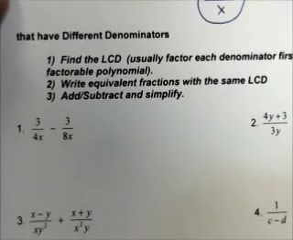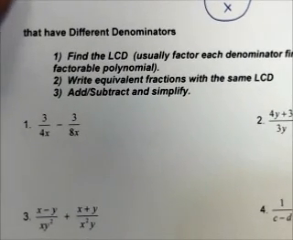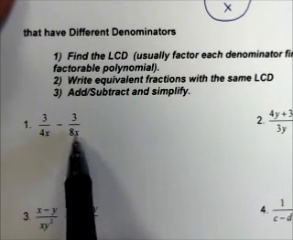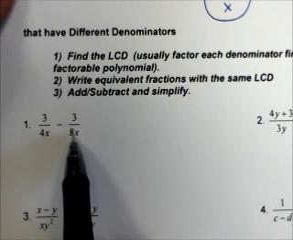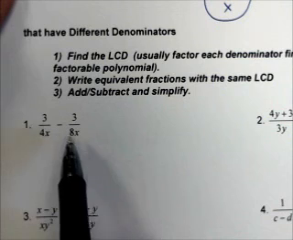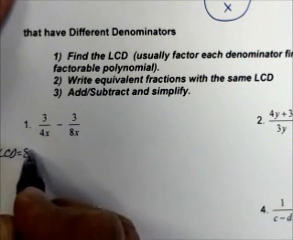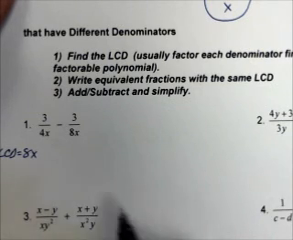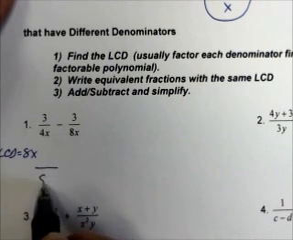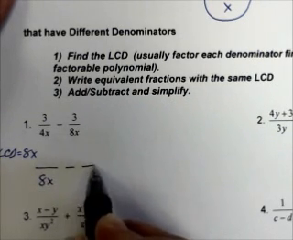Okay, so we look at our denominators. We know we need to get a common denominator if it doesn't have one. So I look at 4x and 8x. Go to the larger one. Does 4x divide evenly into 8x? Yes. So 8x is our least common denominator. So our LCD is 8x. So we are going to write down equivalent fractions with denominator of 8x.